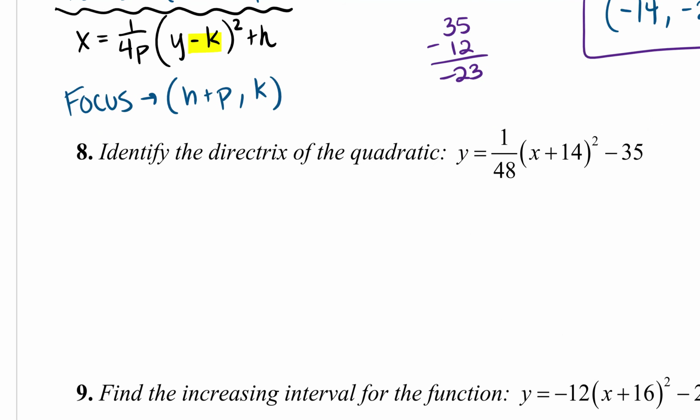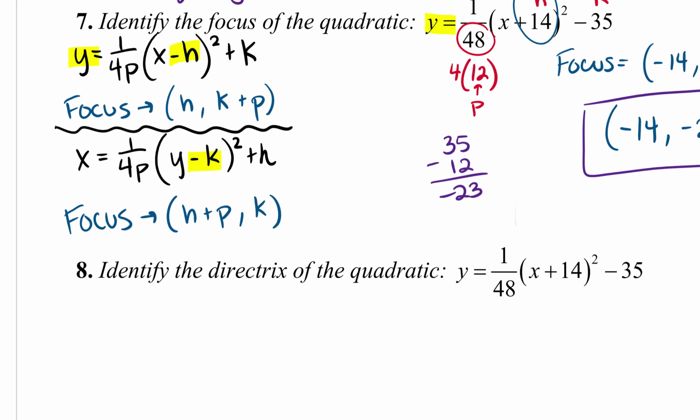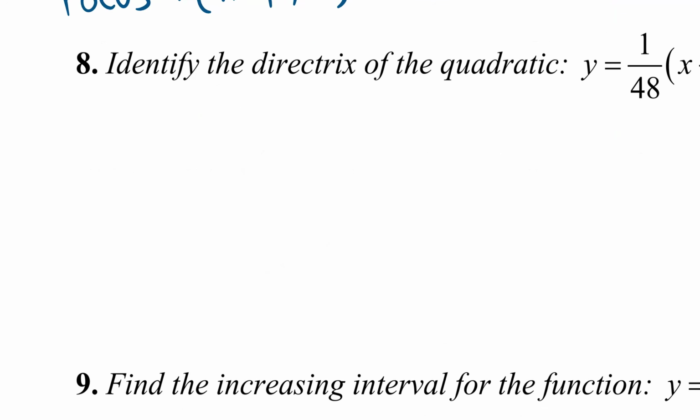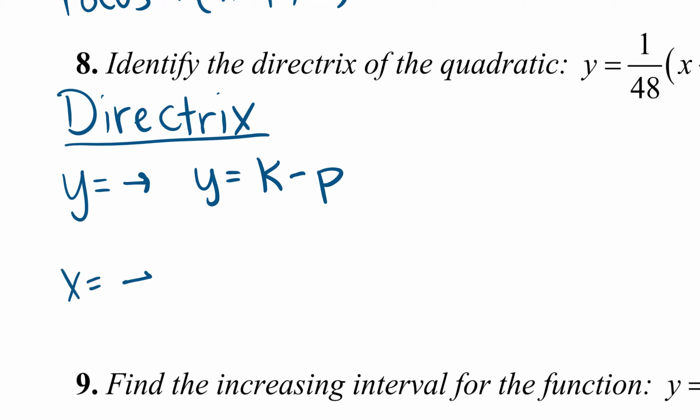Alright, let's look at number 8. Now I want directrix, okay? So I'm not going to write my equations again because they're the exact same as number 7, the y equals and the x equals. The only thing that I'm going to need here is my directrix. So I could have a directrix for y equals and x equals, right? So directrix, y equals, if I have a y equals parabola, my directrix is just going to be y equals k minus p. And if I have x equals parabola, I'm going to have x equals h minus p.